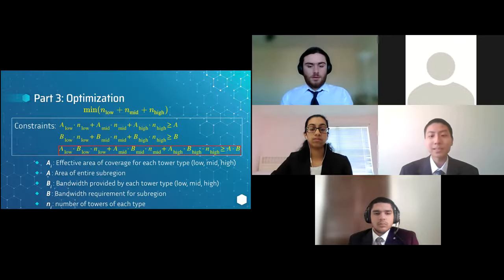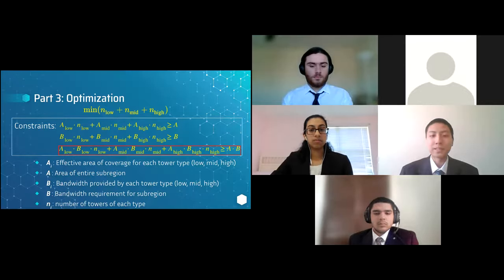Finally, our last constraint stems from the idea that the necessary bandwidth B of each subregion must be present in all parts of the subregion. So for each cell tower type, the effective area was multiplied by the bandwidth and the number of towers of that type. Summing this value again across all the tower types results in a quantity that must be greater than or equal to the area of the subregion multiplied by its requisite bandwidth.